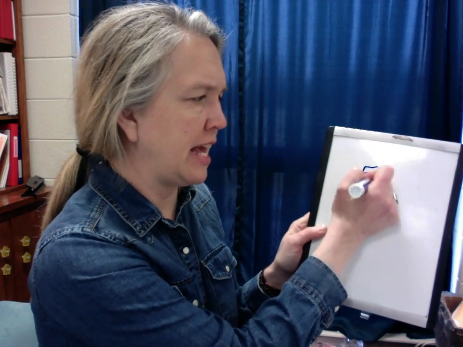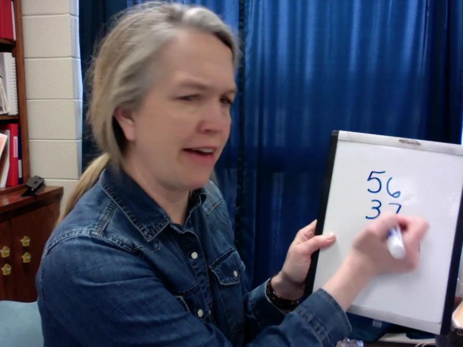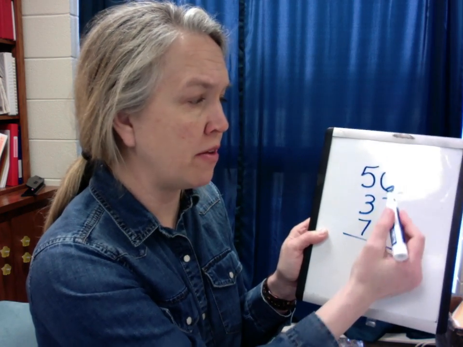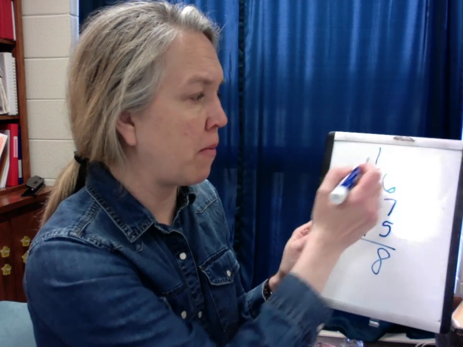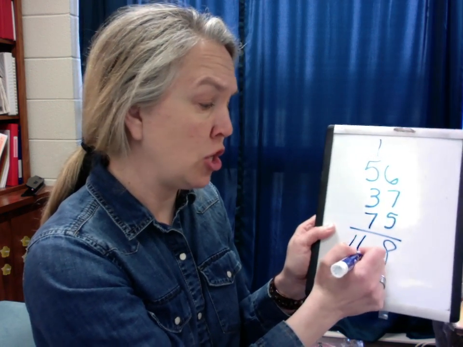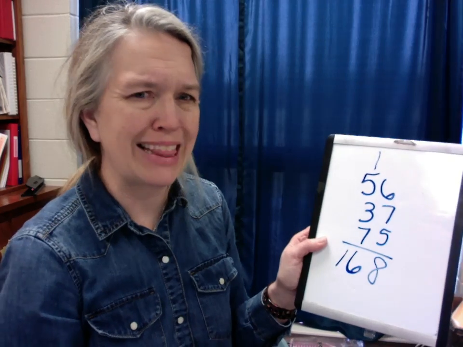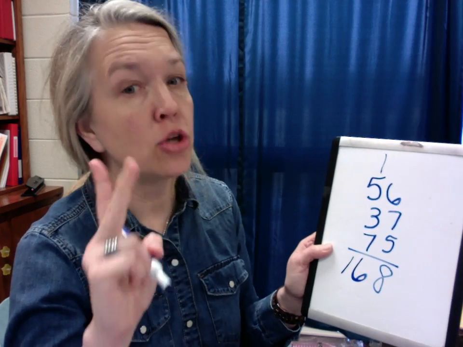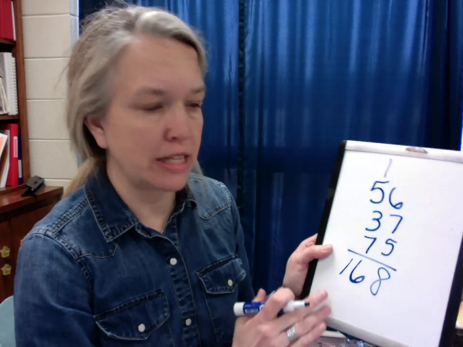Let's pause and think about that. Well, first we should probably figure out how many eggs she collected total. We found out that she collected 56, 37, 75. So I'm going to add them up. 7 plus 5 is 12, plus 6 more is 18. Carry my 1. 5 plus 1 is 6, plus 3 more is 9, plus 7 more is 16. She collected 168. We've got that. But that's one step. And I told you today's story problems have at least two because they're called multi-step.